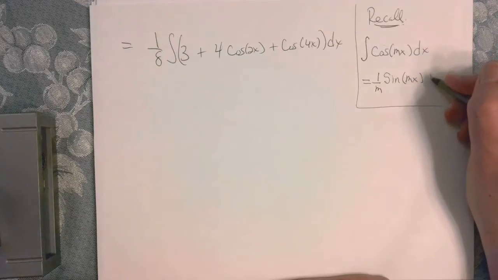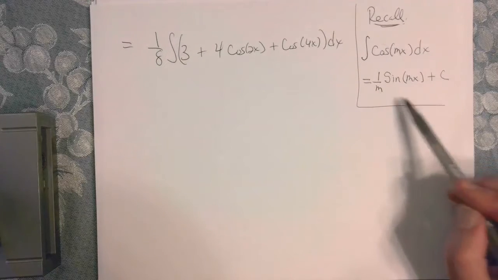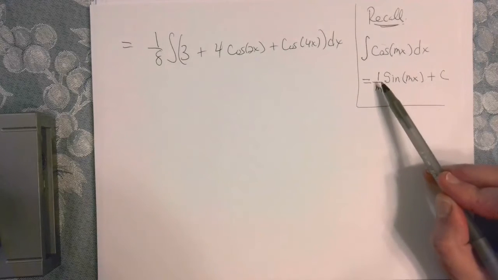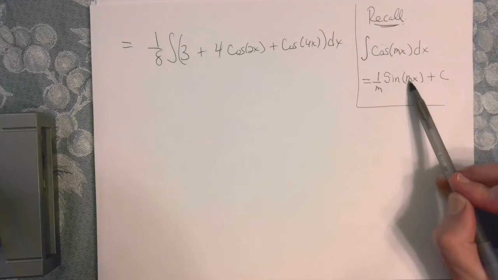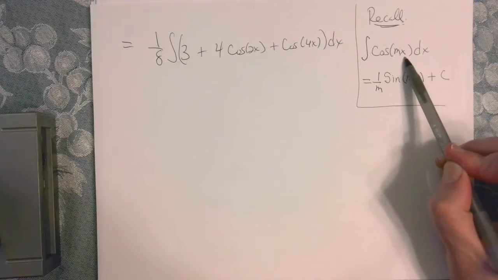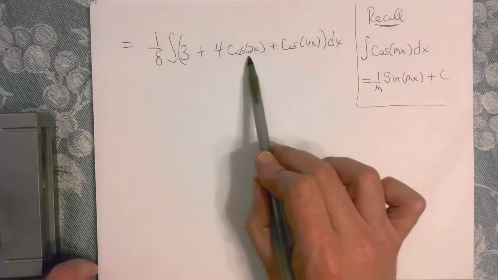You can convince yourself that makes sense, because if I take the derivative of this carefully using the chain rule, notice that's going to kick out a copy of m. This fraction has to be there to cancel with that m so that I get this integrand back. Okay, so if we're careful with this, that's going to help quite a bit here.